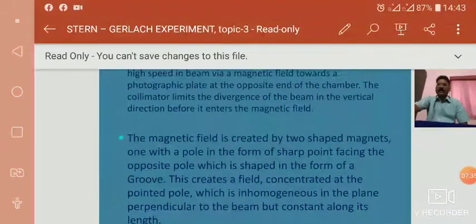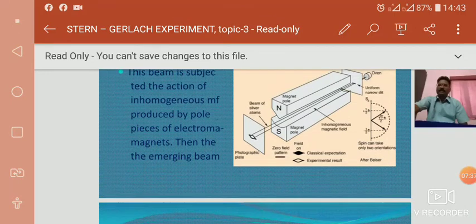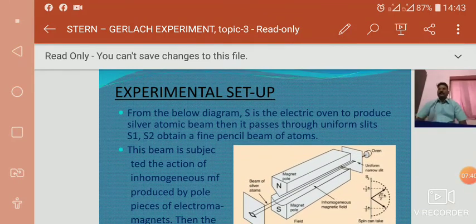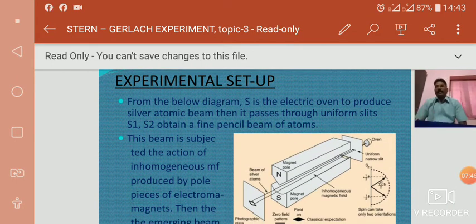Now, again, the experimental setup. Once again, I clearly explain what happens behind the experiment. The experiment contains an electric oven. The electric oven has a small hole. Suppose silver material is placed in the electric oven and heated to a dull red color, all the silver atoms in the material get excited.